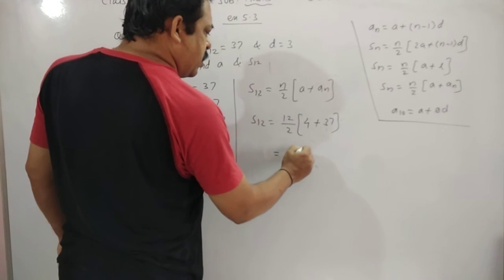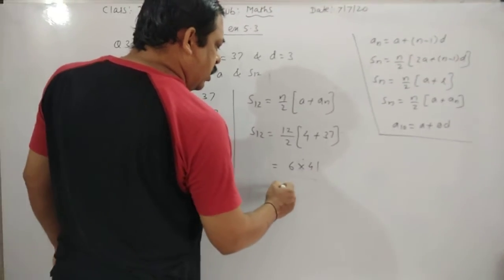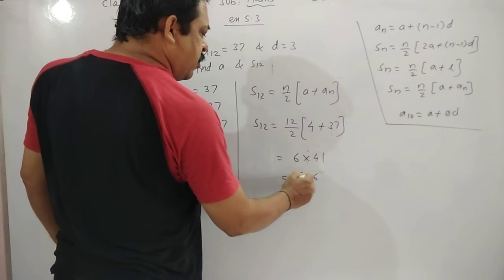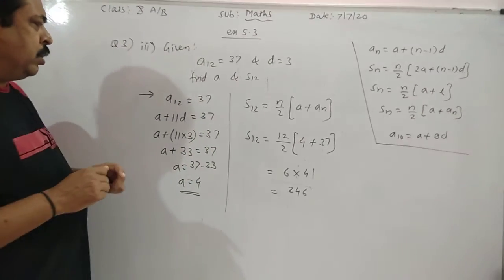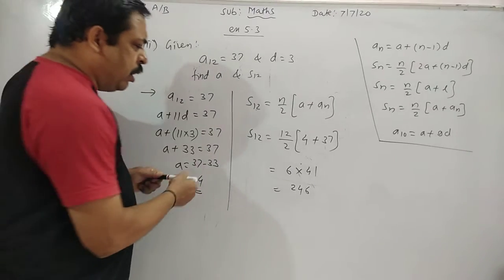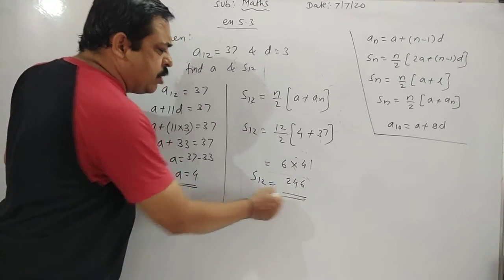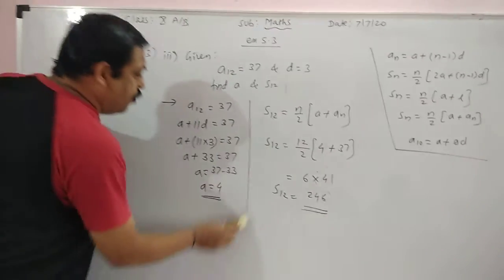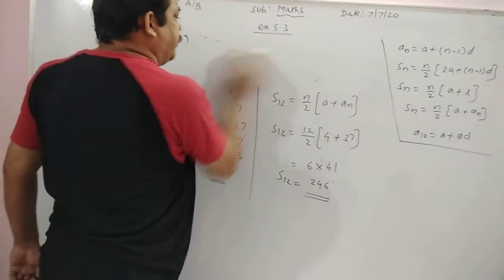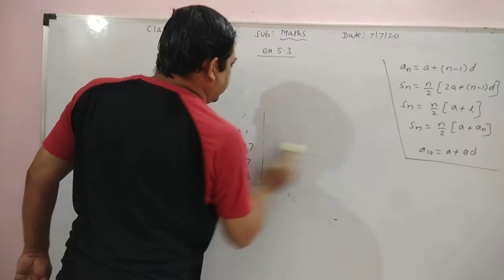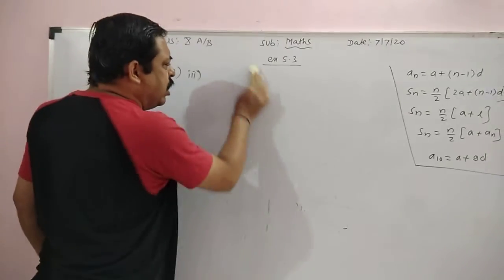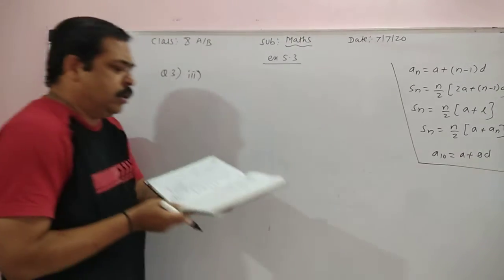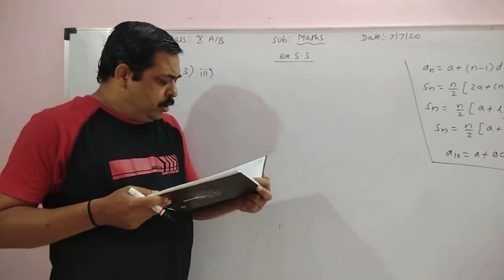12 by 2 is 6 into 41. 37 plus 4 is 41. 6 1s are 6, 6 4s are 24. The value of a is 4 and the value of S12 is 246. Now we move forward. Simple sums are there. Only you have to use the correct formula, do the correct calculation, and find the correct answer. That is important. The calculation part is very important.